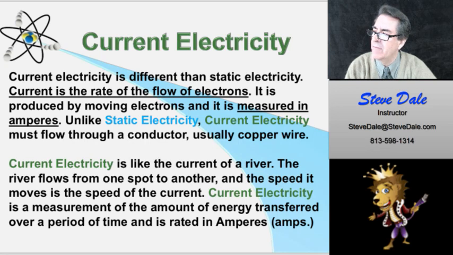Current electricity is different than static electricity. Current is the rate of the flow of electrons. It is produced by moving electrons, and it is measured in amperes. Unlike static electricity, current electricity must flow through a conductor, usually a copper wire. Current electricity is like the current of a river. The river flows from one spot to another, and the speed it moves is the speed of the current.